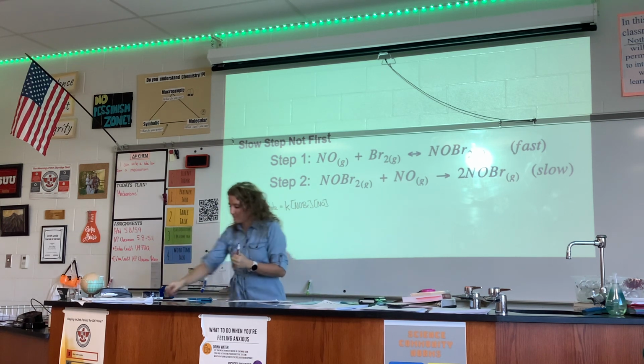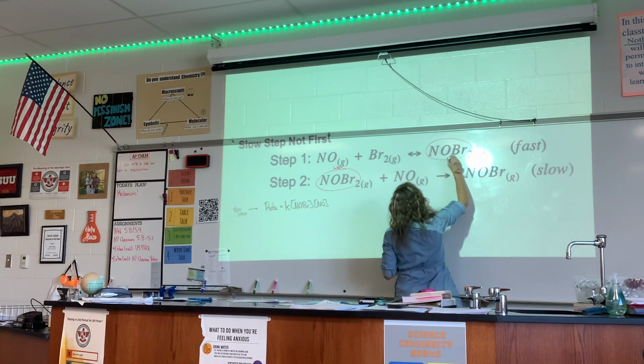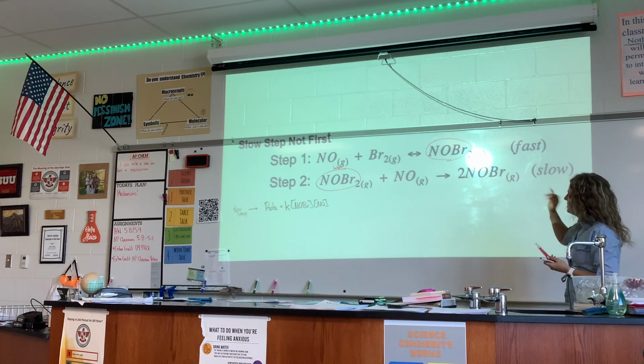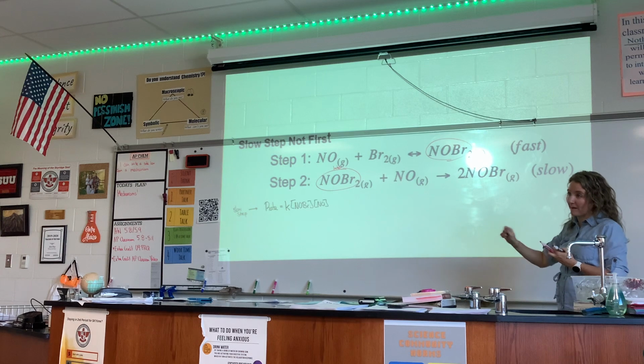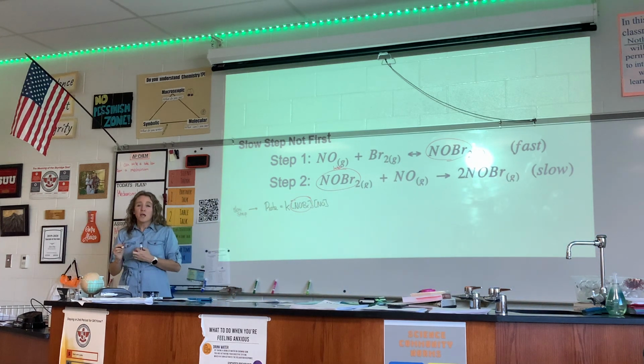So this is an intermediate, right? Because it was made here and then used there. I'm going to use different colors very specifically here too, so if you want to use your highlighter with me, you can. Okay? So an intermediate can't be in the rate law. This can't be here. So I need to replace it with something that is still equivalent, because I don't want to change the values, but it isn't represented as an intermediate.